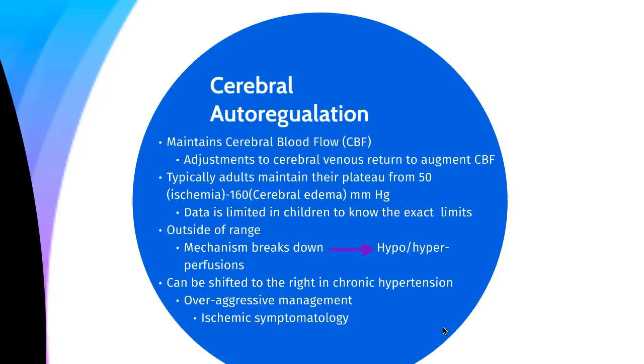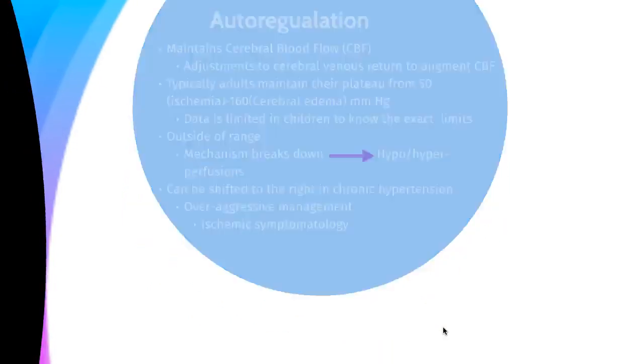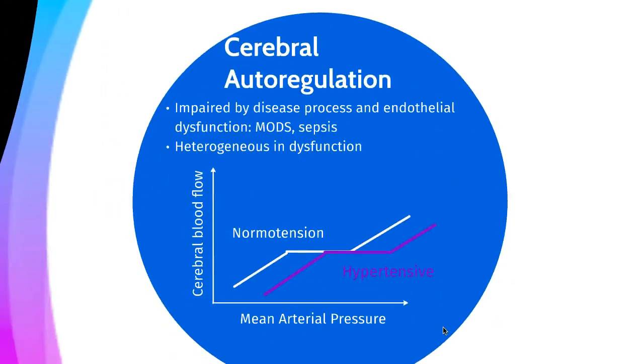And in chronic hypertension, this curve can actually be shifted to the right, resulting in significant consequences if you were to over-aggressively manage their hypertension and get their blood pressure down into a quote-unquote normal blood pressure for age. However, because this patient has been hypertensive for such a long period of time, their brain is used to receiving that pressure and has adjusted the plateau. So if you aggressively treat the hypertension, you're putting the area of the brain at risk for ischemia and lack of blood flow. This is just a pictorial explanation of what we just talked about.